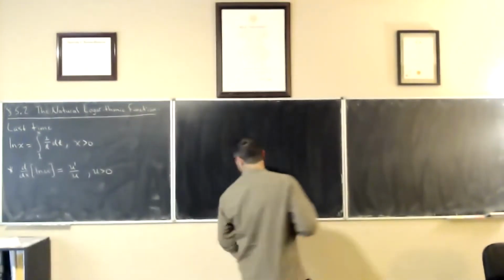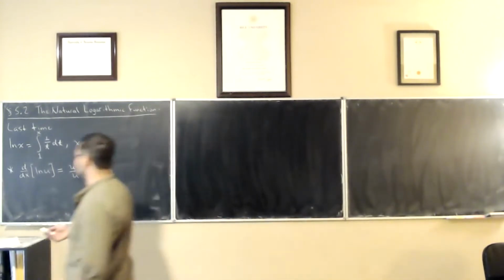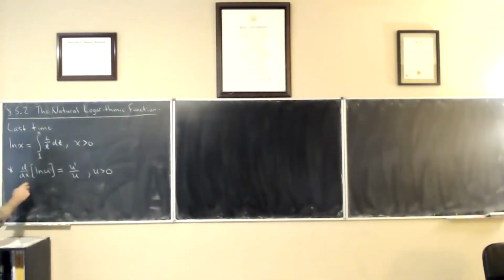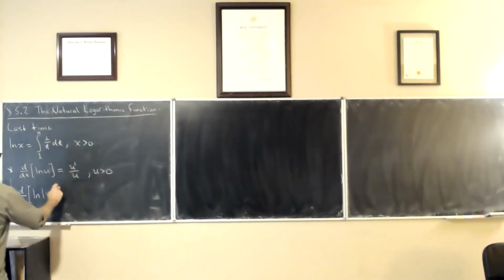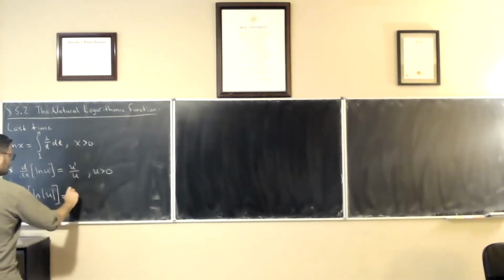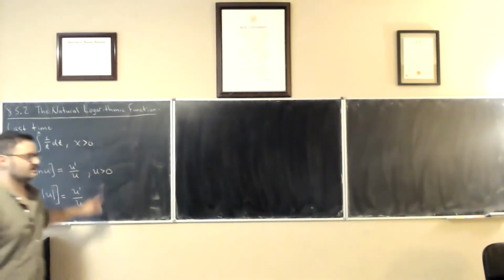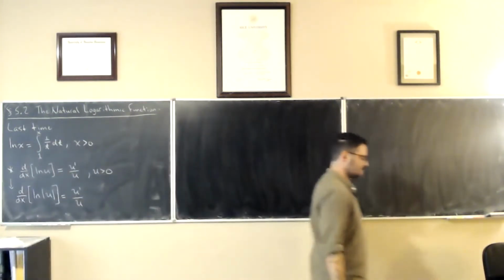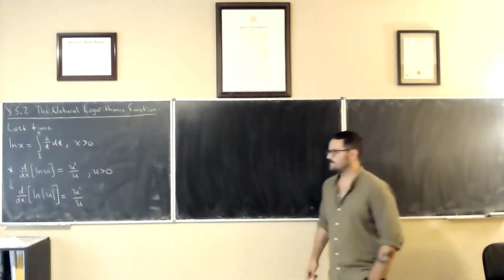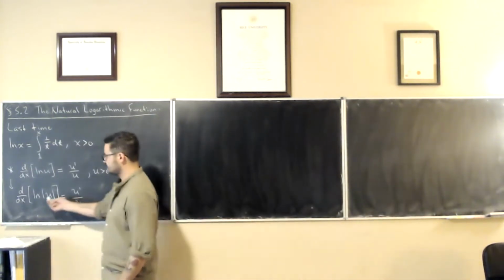Now, in a similar manner, which will come up today, we also have that the derivative with respect to x of the natural log of the absolute value of a function u of x is also u prime over u, but now there's no condition on u being positive. That's because the absolute value ensures that.